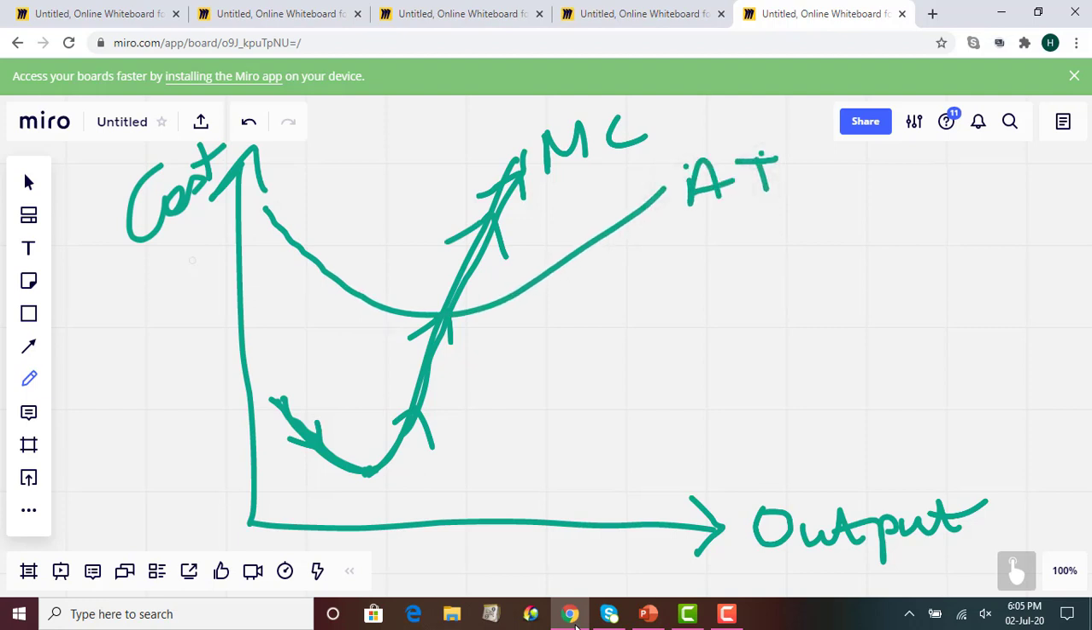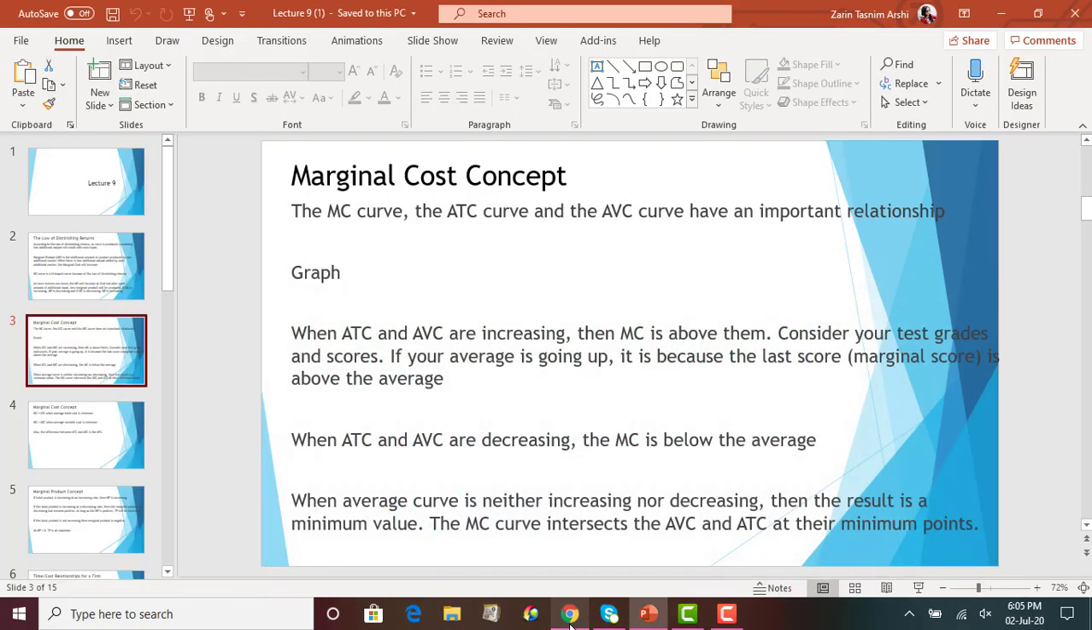And it looks like a more flattened U-shaped curve, and then right below it we will have the average variable cost curve. Remember, the total cost is made up of fixed cost and average variable cost. So average variable cost will always be less than your average total cost, because average variable cost is only one component of average total cost. Okay, so that's how the shape of the marginal cost curve, the average total cost curve, and average variable cost curve will look like. Now, to understand this curve better, let's go back to the slide.